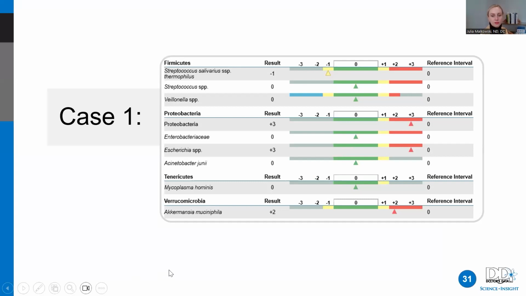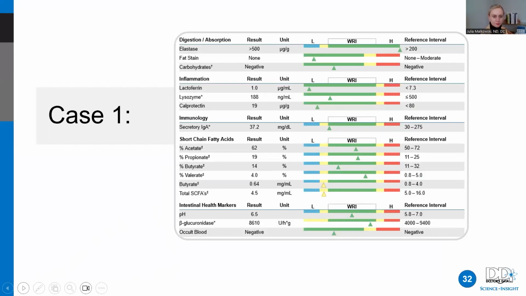Continuing on, we can see for this patient that the inflammatory bacteria, the Proteobacteria and Escherichia species, are too high. Again, that's associated with the standard American diet. So you can see the patient's not feeding the healthy bacteria, and actually the standard American diet is feeding these pro-inflammatory bacteria. And then we do have, again, too high Akkermansia, which is not the best.